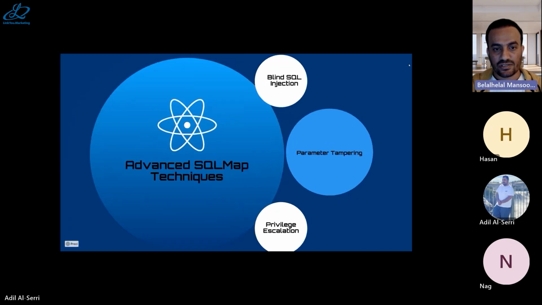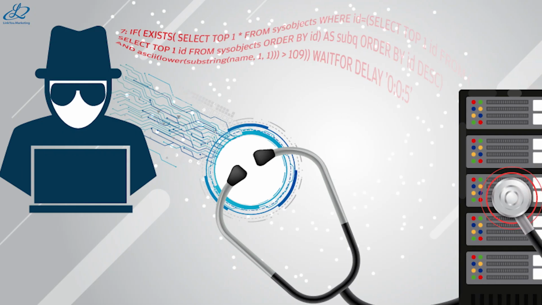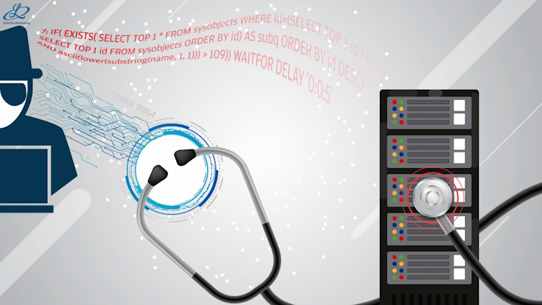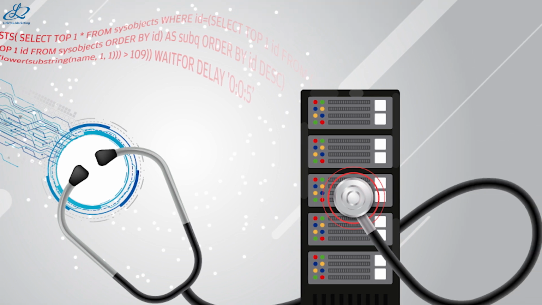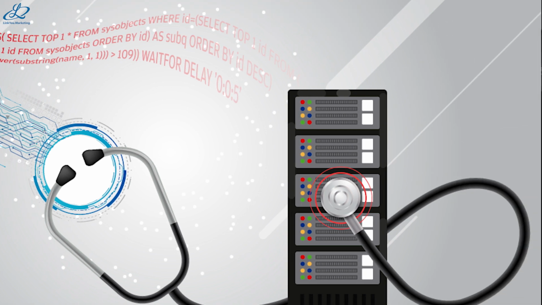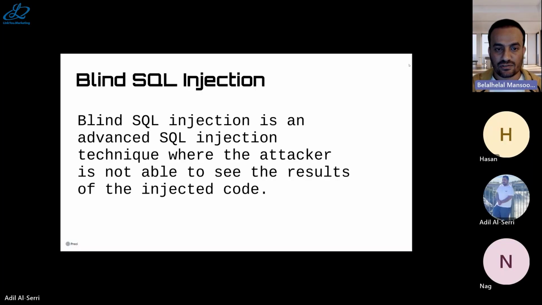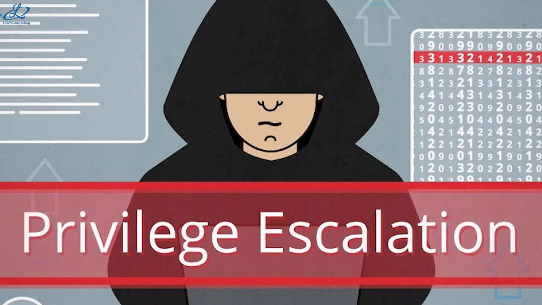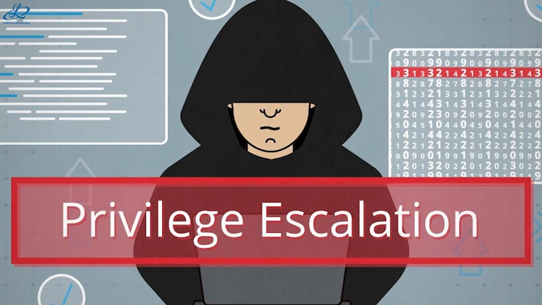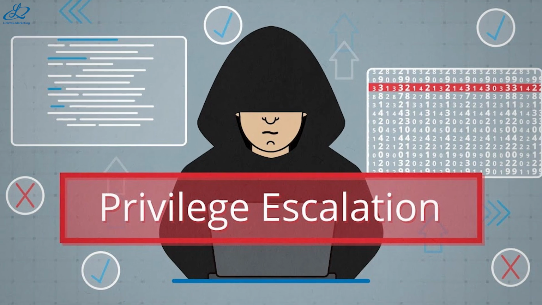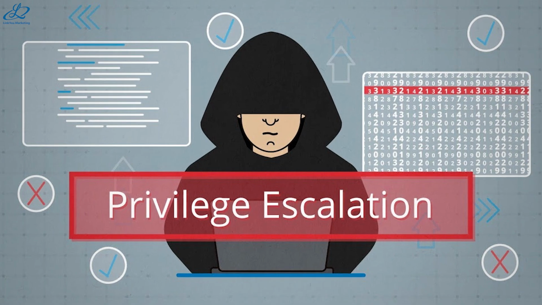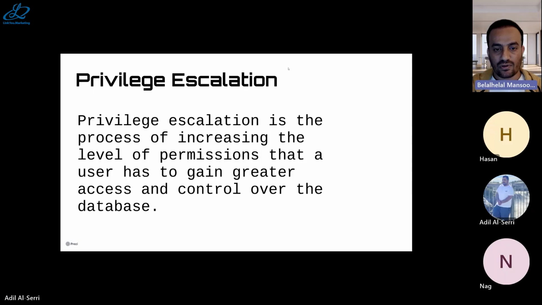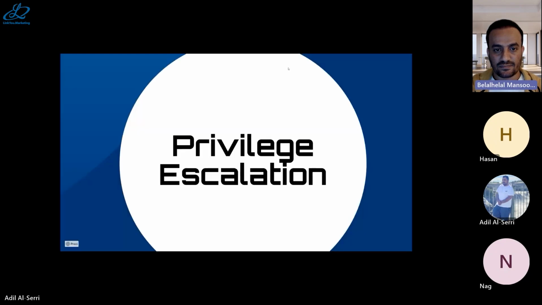Blind SQL injection. Blind SQL injection is an advanced SQL injection technique where the attacker is not able to see the results of the injected code. Privilege escalation. Privilege escalation is the process of increasing the level of permissions that a user has to gain greater access and control over the database.